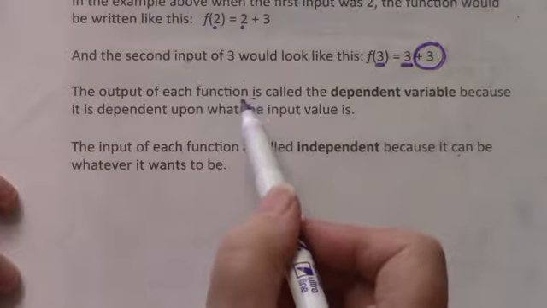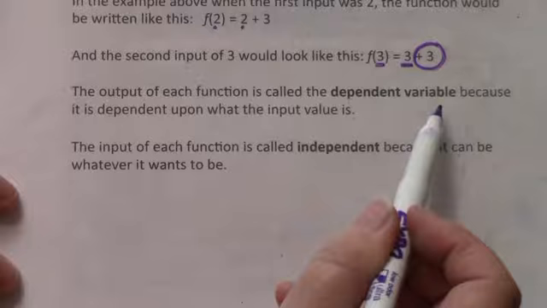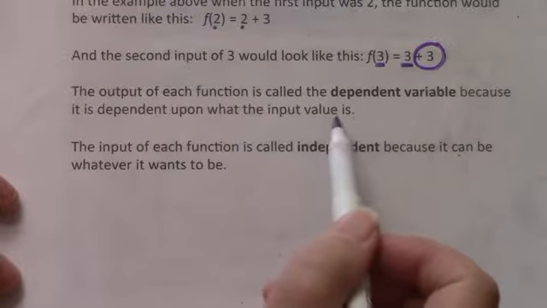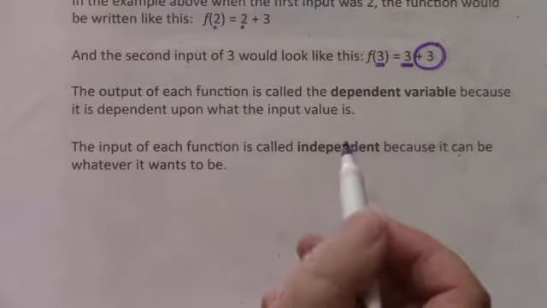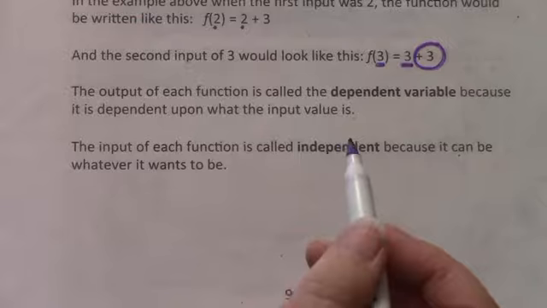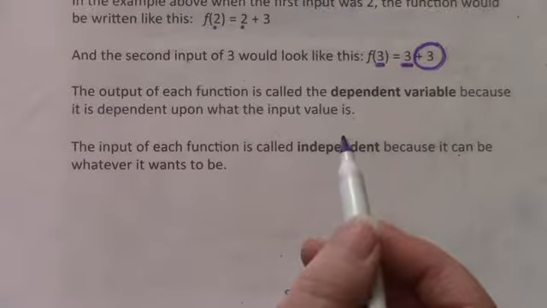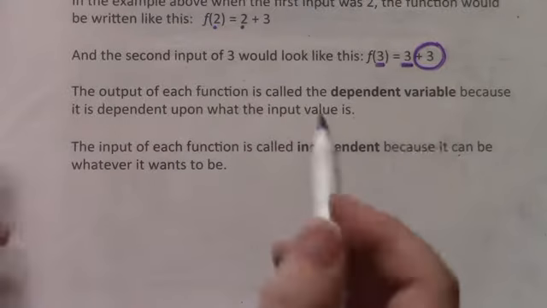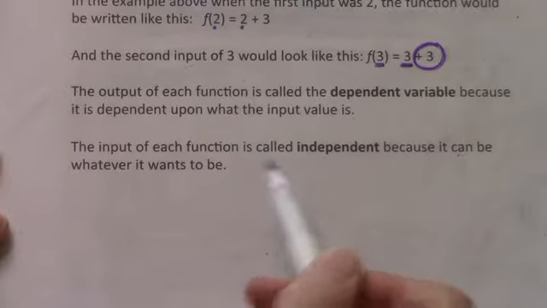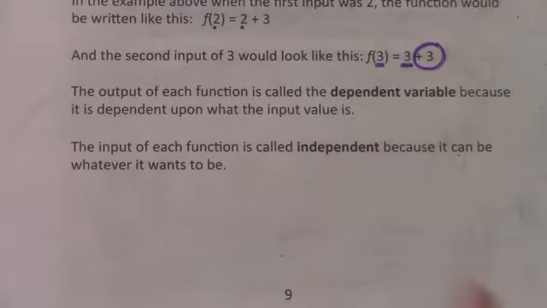The output of each function is called the dependent variable because it is dependent upon what the input value is. We might have a rule, but there's no way we're going to be able to figure out what the output is unless we have an input. So that output is dependent. It depends on having a number input to the rule. The input of each function is called independent because it can be whatever it wants to be.